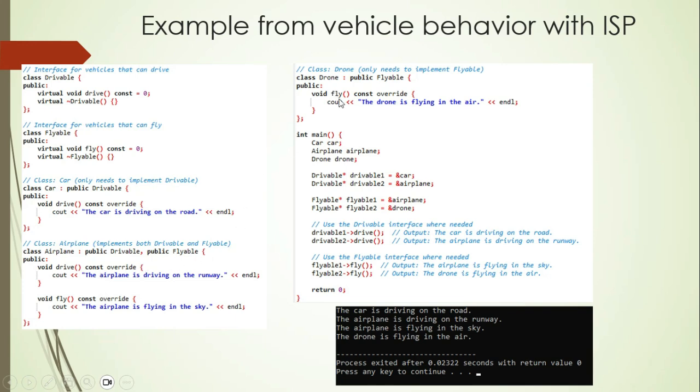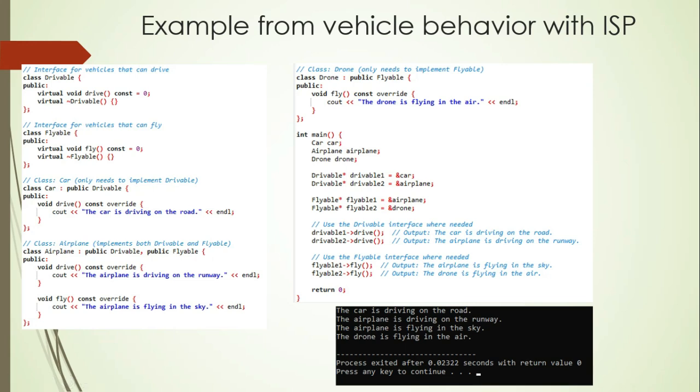And if we see the class Drone, which is only flyable, so we have the Car, which is only drivable, the Drone, which is only flyable, and the Aeroplane, which is both. So we have taken public void fly const override. See the cout, the drone is flying in the air.